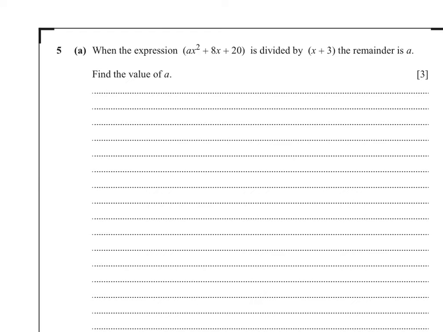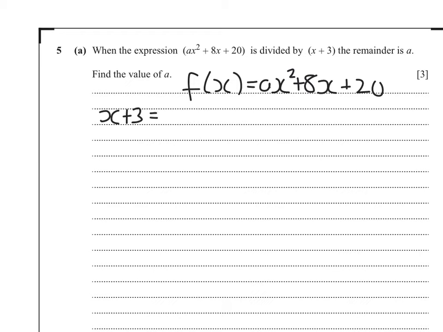To assist me in answering the question, I'm going to start by setting the expression equal to f of x. That allows me to tell the examiner what I'm substituting. We're dividing by x plus 3, so if I set that equal to 0, we get that x is minus 3. So when we divide by minus 3, the remainder is a.